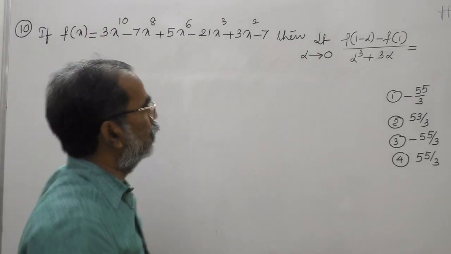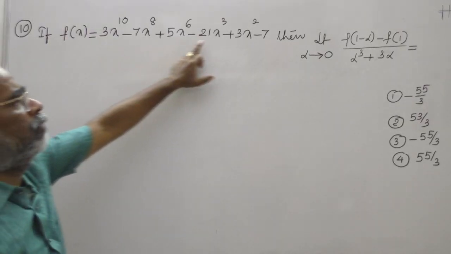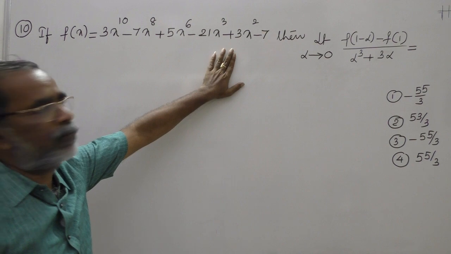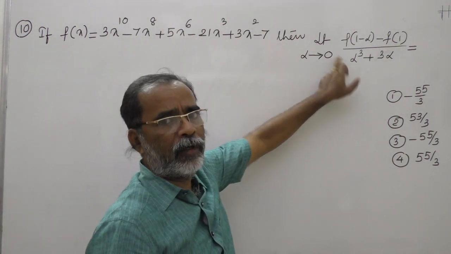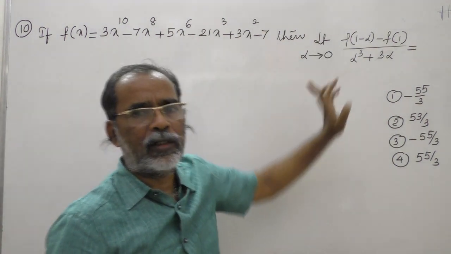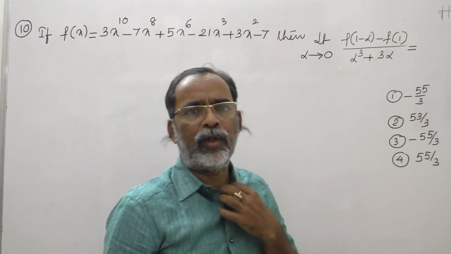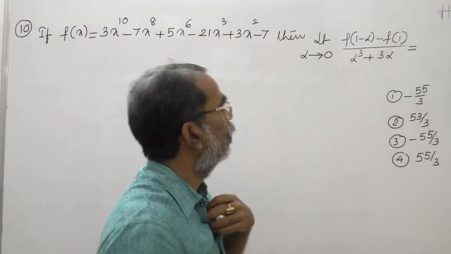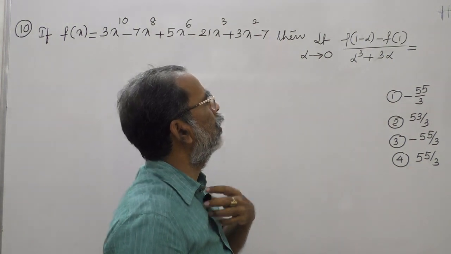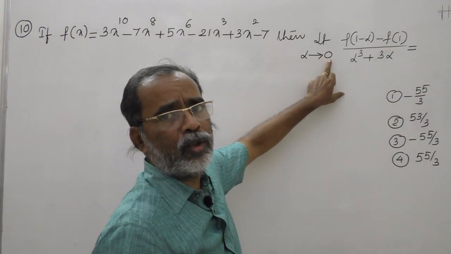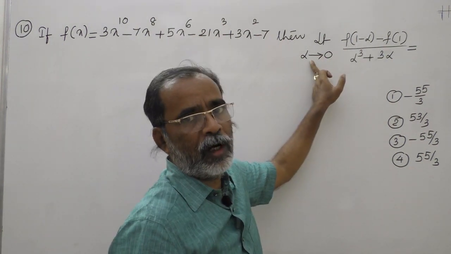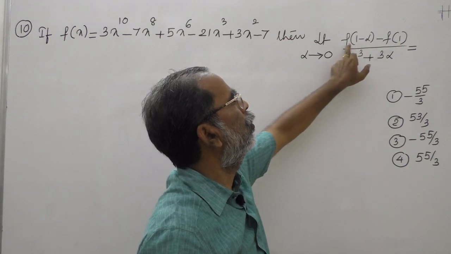Yes. Next question. Here a function is given, f of x given by this. Then what is this limit value? We have to find this limit value. Let us substitute the limit in this. Okay, we will substitute the limit. x is tending to 0, not x, it is alpha. If alpha is 0, what is this?